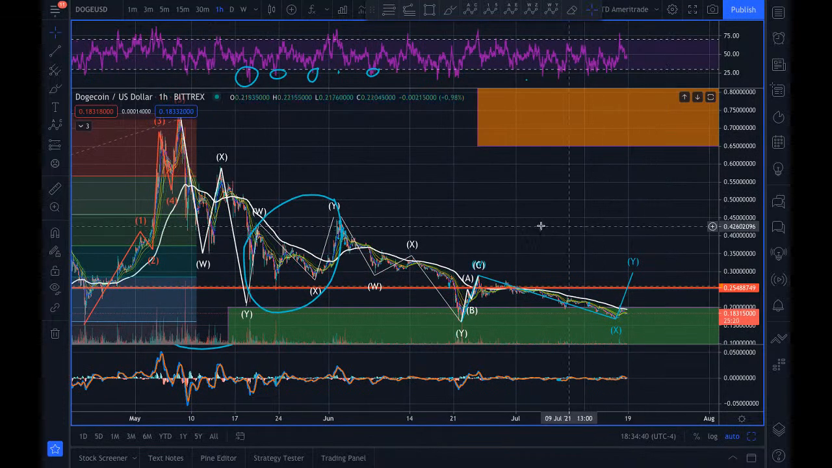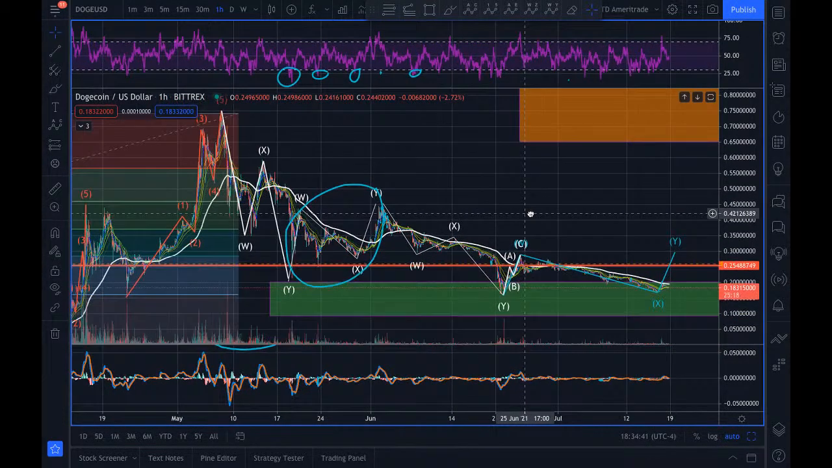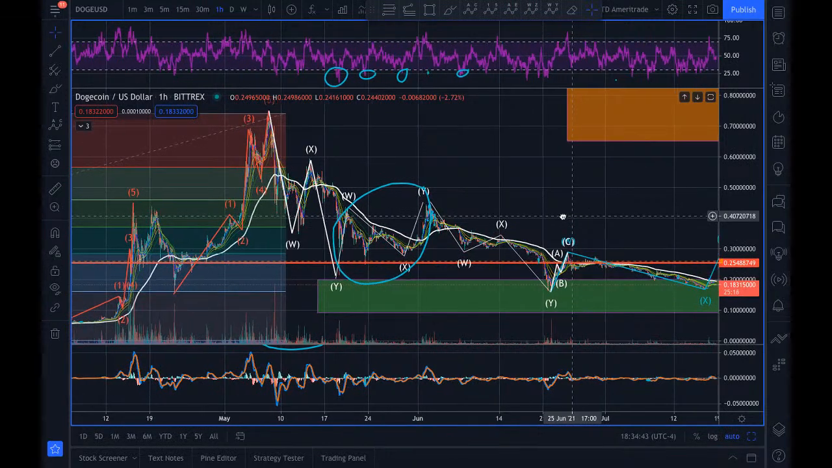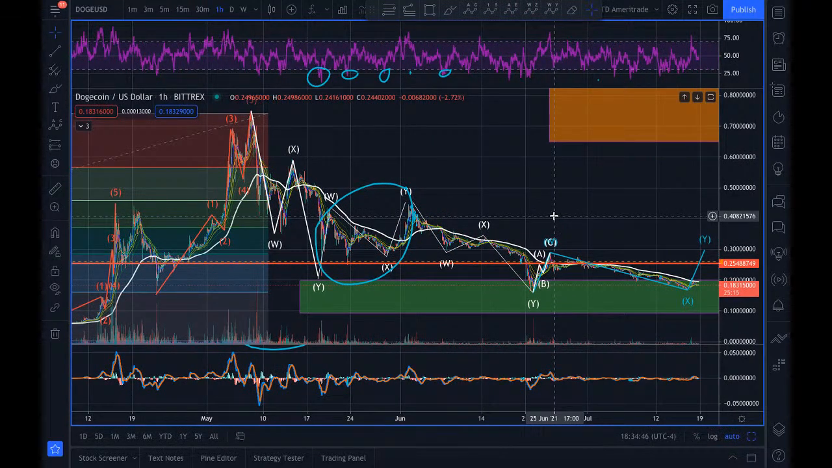And I'm not just guessing. That's definitely going to happen. It always happens. It's like gravity. It might take a long time. This correction could drag on longer than anyone wants, but we're always in a 5-wave pattern somewhere.